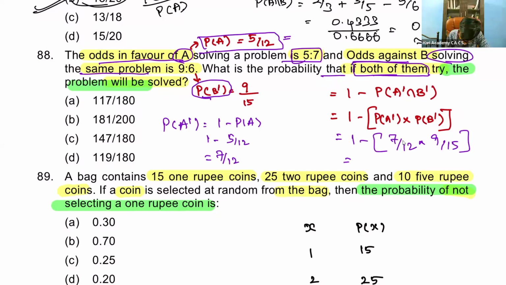So the 1-rupee coin is nothing but what? 15. The total is going to be 50, right? So it is 1 minus 15 by 50. What is the value? 1 minus 15 by 50. It is 0.7. This is one way.